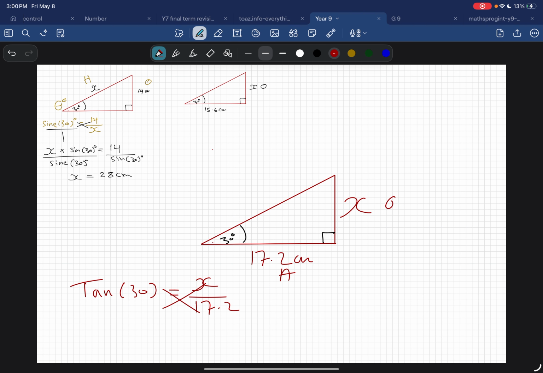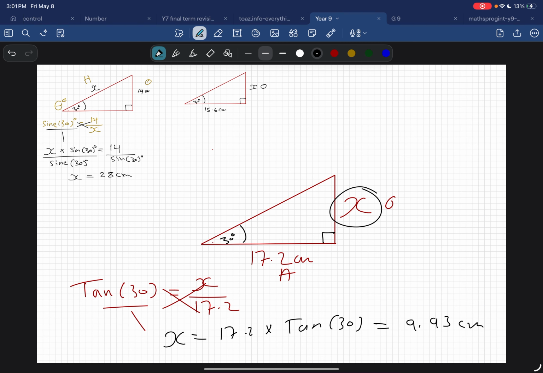So cross multiplication, here we have it as 1. Simply, x times 1 is just x, equals 17.2 times tangent 30, which you're going to have on your calculator. Simple as that. So we're going to do 17.2 times tan 30 on your calculator. Make sure to close the bracket. It would be 9.93 centimeters. This is the value of x, guys. This is the opposite, the value of the opposite, okay?